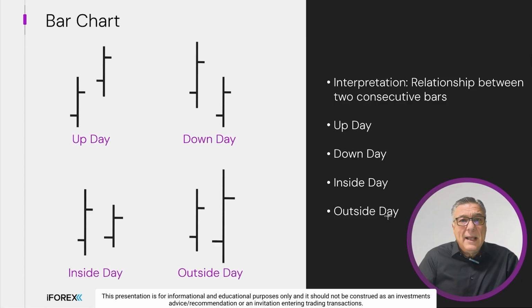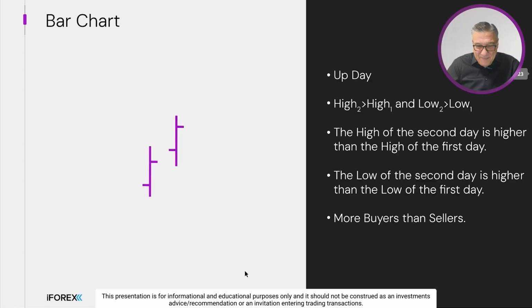Now, we can discuss relationships between two consecutive bars, so we can get more info about the market. For example, we will talk about the up day, the down day, the inside day, and of course the outside day. Let's explore them in more detail.